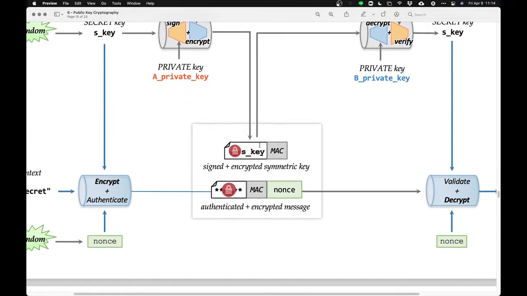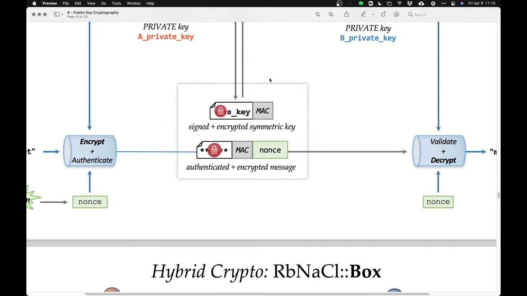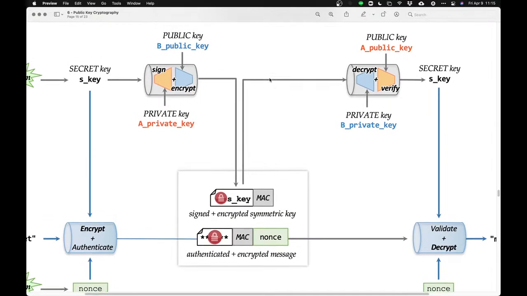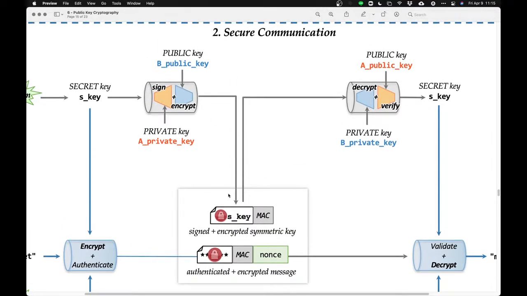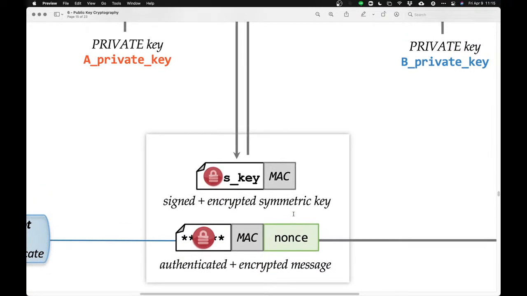And then she sends this encrypted symmetric key. I'm drawing a MAC block on it. You don't really need to have one, but you can hash it as well to make sure it's not been tampered with. When she sends her authenticated encrypted message, like we did last week, ciphertext plus MAC block plus nonce, along with it she sends the signed and encrypted symmetric key.